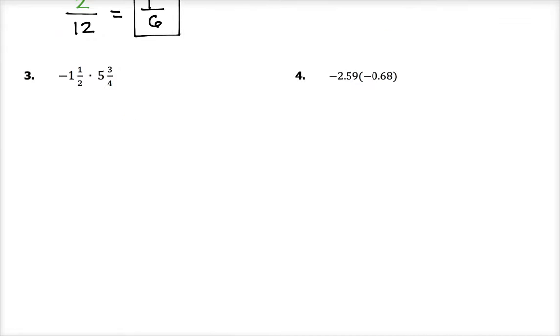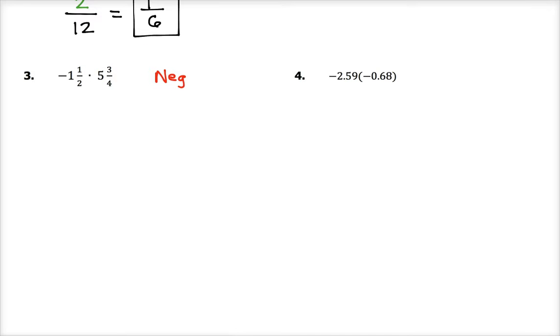Okay, number 3, we have negative 1 and 1/2 times 5 and 3/4. This is a multiplication problem. So you know, for multiplication, if you just look at the signs right away, that will tell you the sign of your answer. We have a negative times a positive here, so we know we're going to get a negative for our answer.